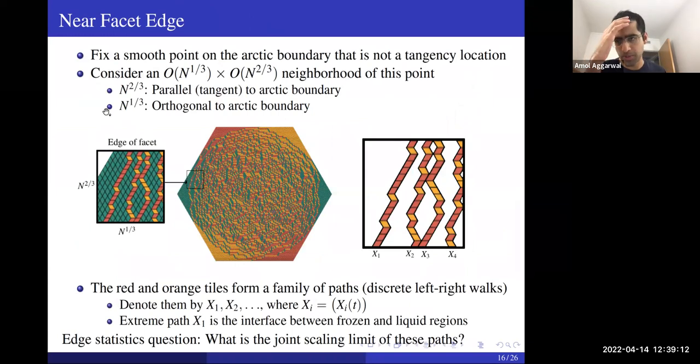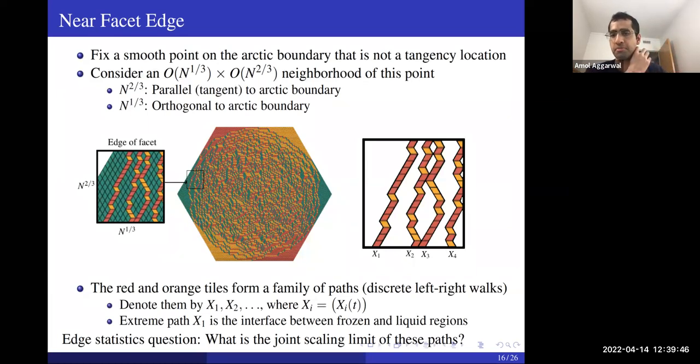Okay, so next I'll pass to the third regime, which is near the facet edge, sort of the edge between the bulk, the liquid and the frozen regions. And I remind you that the terminology was that we called the boundary between the liquid and frozen regions the Arctic boundary. Okay, so let's fix some sort of smooth point on the Arctic boundary that is not a tangency location. I just told you what happens on the tangency locations. So you have to not be at a tangency location for this to be correct. Okay, so we'll take some n to the 1/3 by n to the 2/3 neighborhood of this point.